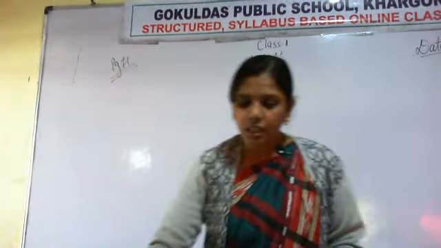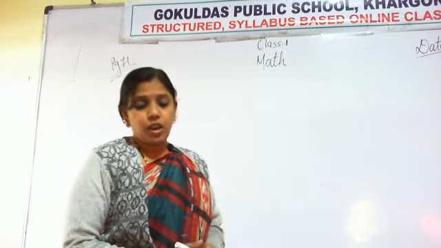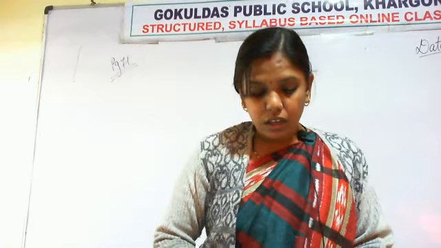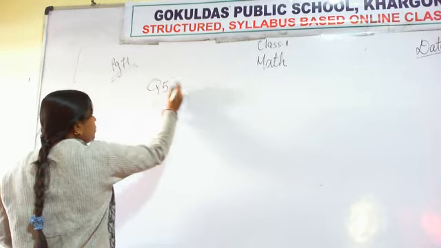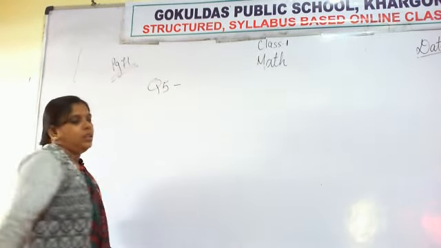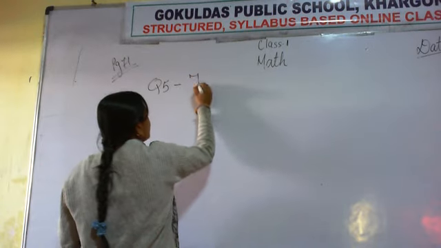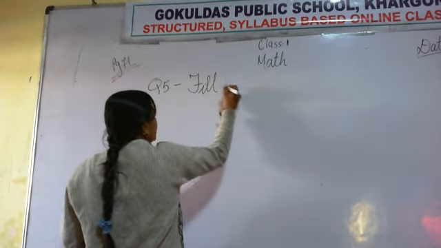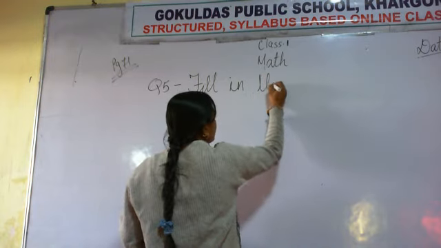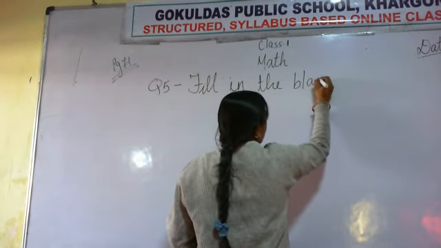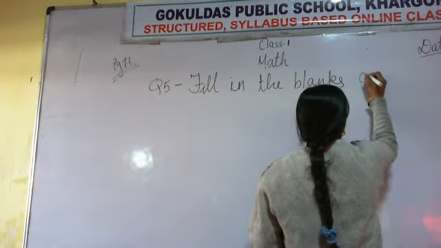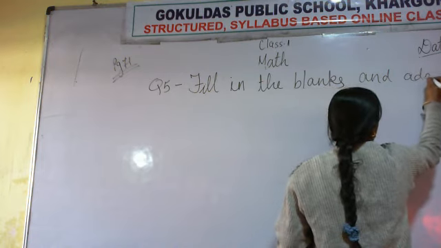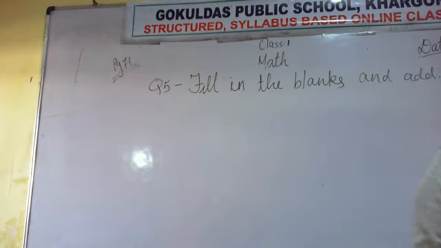Now write the next question, fill in the blanks and add. You have to add and you have to fill in the blanks. So write question 5. Fill in the blanks and add. Copy the question fast.